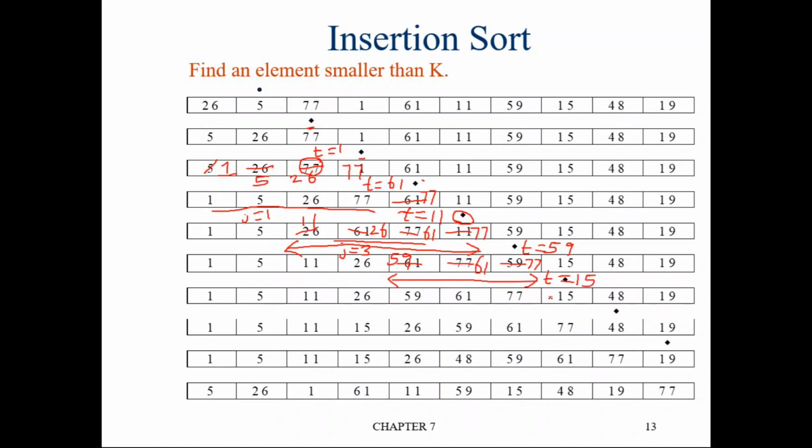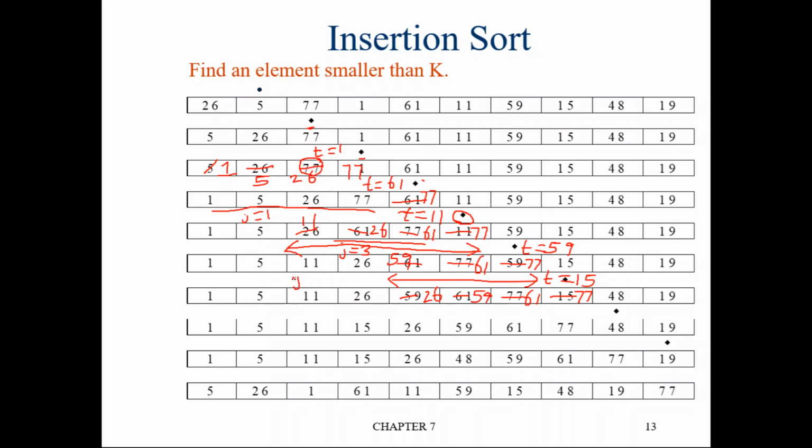So 77 is greater than 15. So this will become 77. Next the previous element 61 is greater than 15. So this will become 61. Next the previous element 59 is greater than 15. So this will become 59. Next 26 is greater than 15. So this will become 26. Next 11 is less than 15, so it will stop here.